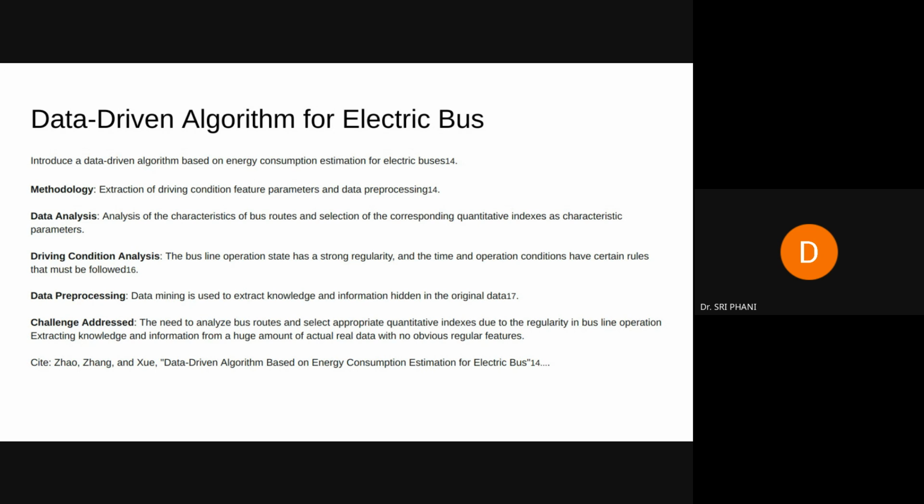Then there is a data-driven algorithm for the electric bus. EVs need not be restricted to four-wheeler retail vehicles. They can go up to electric buses, to tractors, to varied applications. And they have seen that the algorithms that are being developed for these retail applications, cars, can also be extended to larger systems like the electric bus.